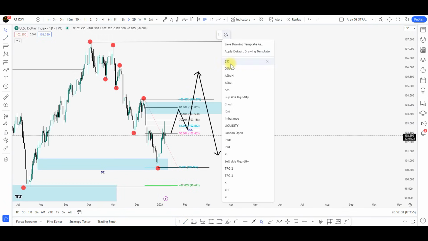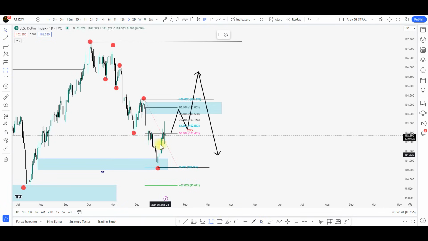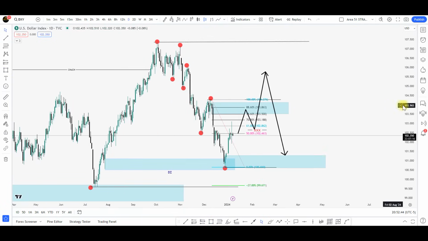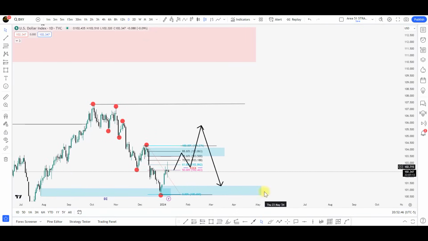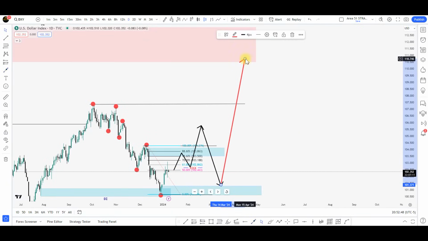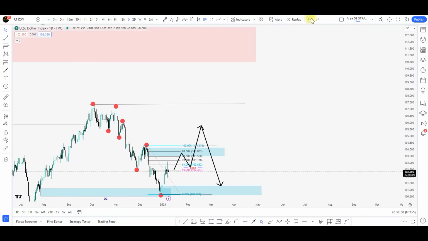Inducement right here. And then after that, we're going to be looking for a buy. Remember, because we need the price to go all the way up here in order to look for a sell position. But for now, we're going to be looking for a buy, a seller's position on this lower time frame, which is the daily time frame.